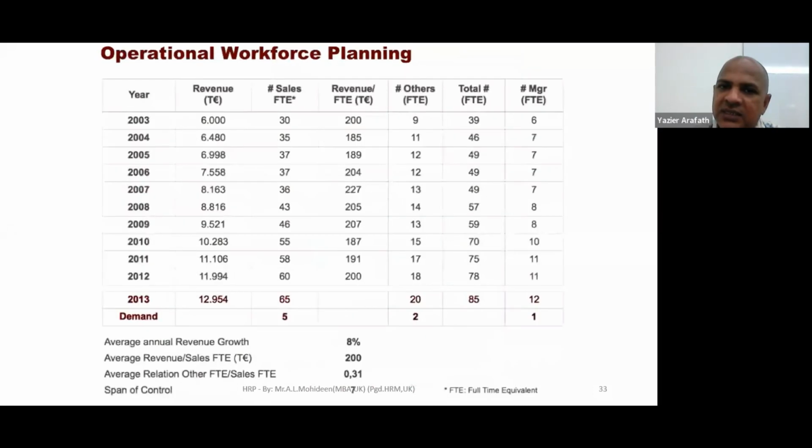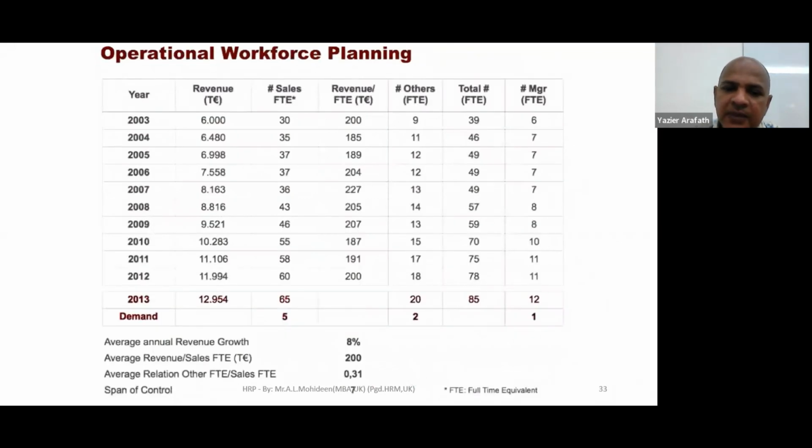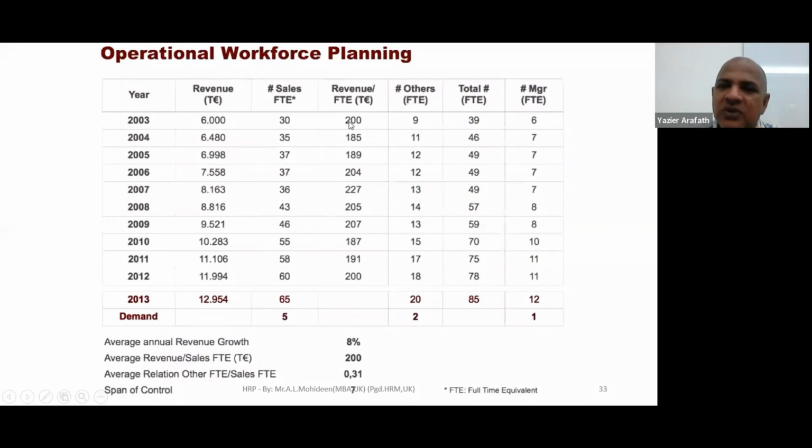Another one is task analysis. We have already the trend. This is the trend analysis. What is the trend? 2003 to 2013. Revenue. Can you see the revenue? 6,000, 12,000. We have sales staff, full-time equivalents, FTE. How many people do we need for 30? So if it is 6,000, 12,000, how many? 65. How do we come to know? Based on revenue. Generated revenue per staff.